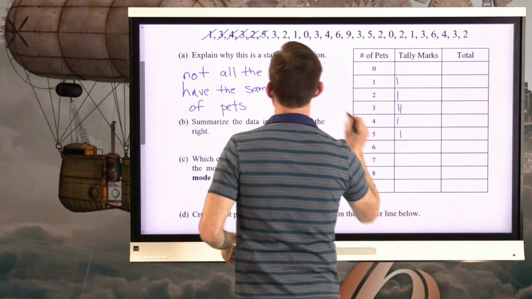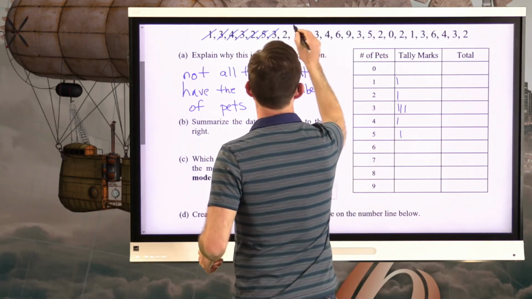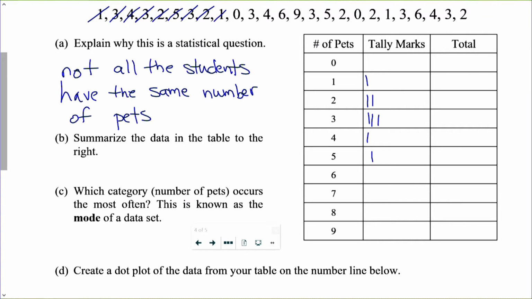5 pets. Hopefully I won't make a mistake here. Another 3, another 2, another 1, 0, 3, 4, 6 pets. Maybe they have fish. 9 pets, that's a lot of pets. 3, 5, 2, 0, 2, 1, 3, 6, 4, 3, and 2. All right.